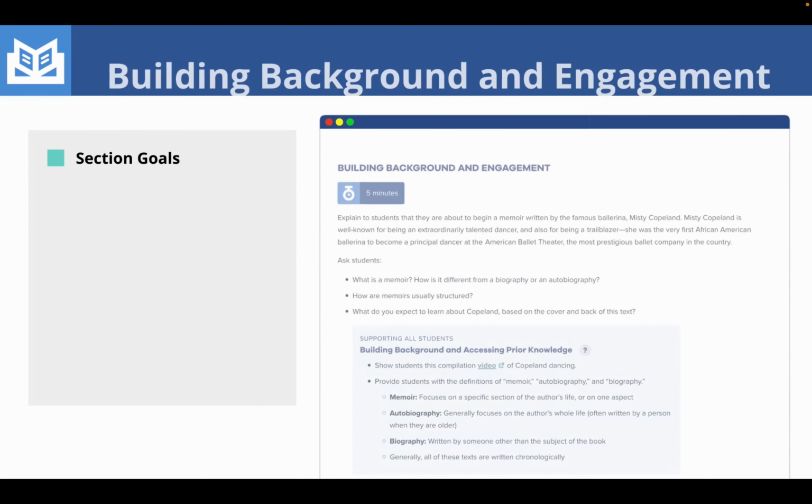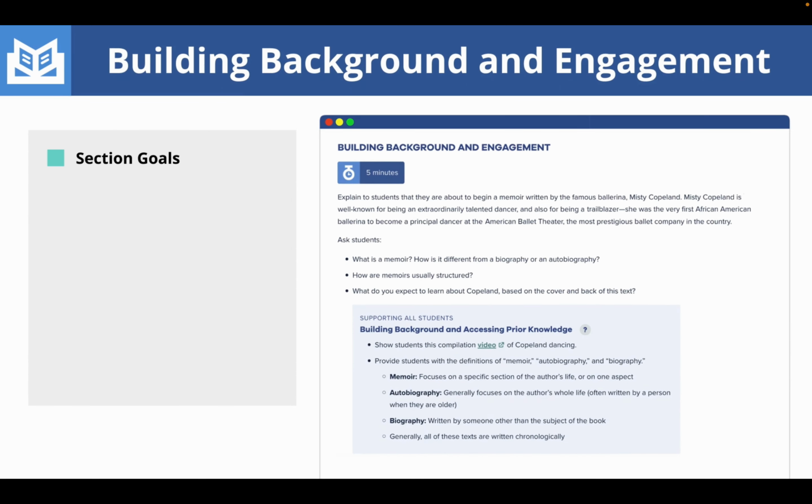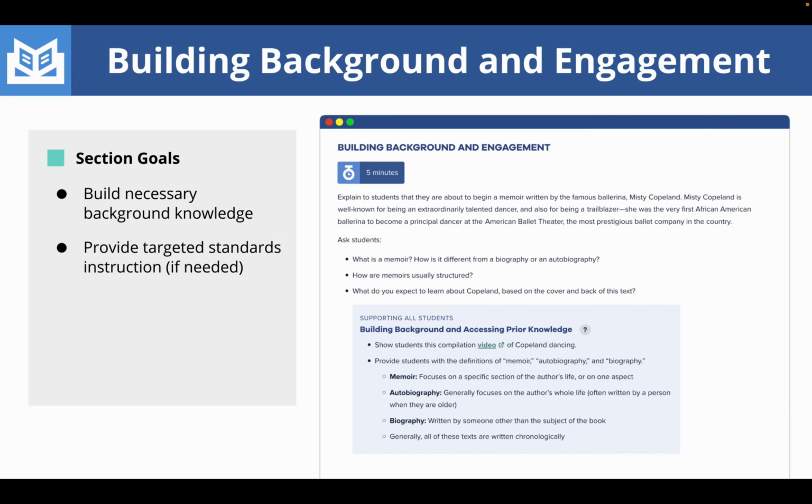The next section is building background and engagement. This is where any necessary background knowledge is taught that students will need to access the text or engage in close reading. If there's a need for instruction in the core standards of the lesson, this is also where it happens. You'll notice that this section includes supporting all students boxes. This is where teachers can find suggested student supports. All enhanced lesson plans have these supporting all students boxes.